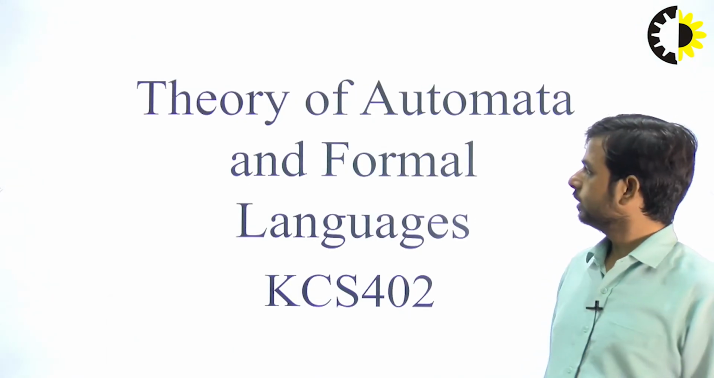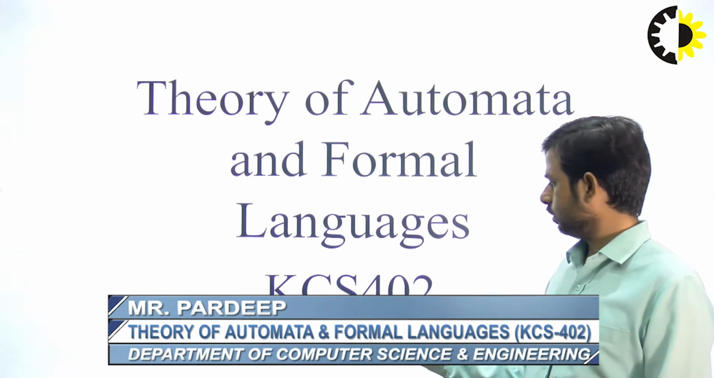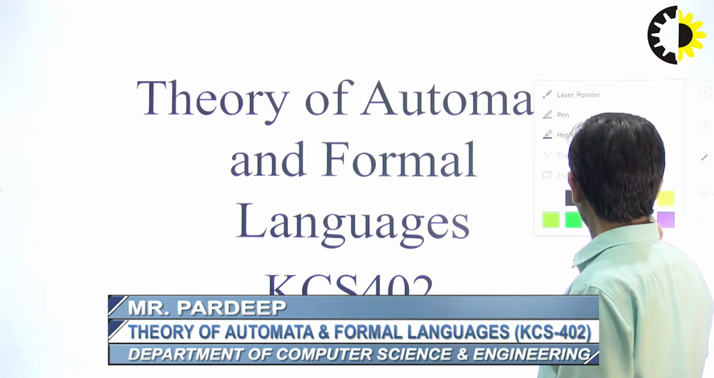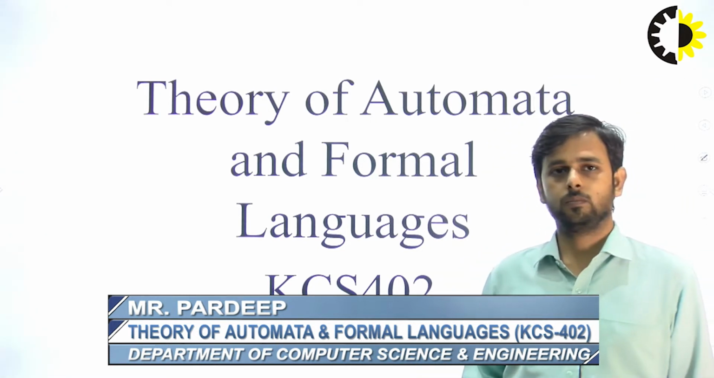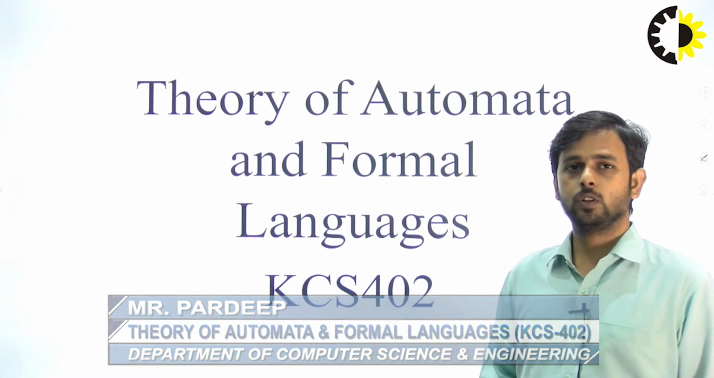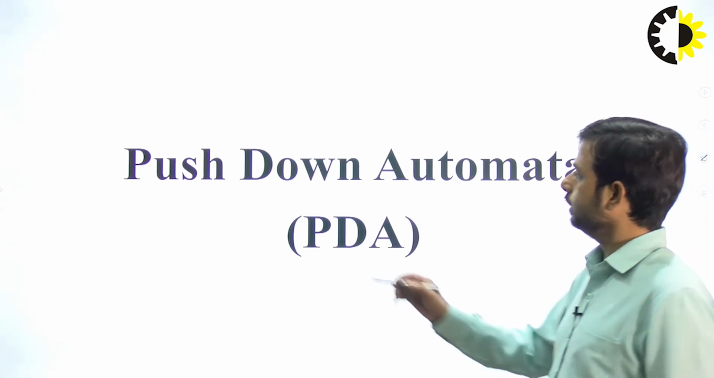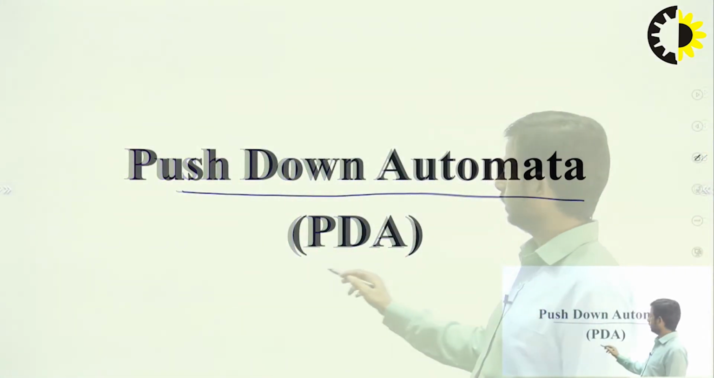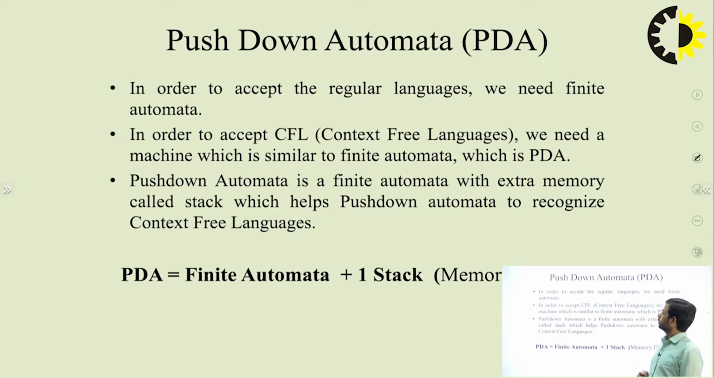So today we will discuss the subject Theory of Automata and Formal Language. Subject code is KCS 402. It is a very important subject from the AKTU point of view, and for many university exams and many competitive exams. Today's topic is Push Down Automata, a very important topic. In short, we call push down automata PDA. Okay, so let's start.